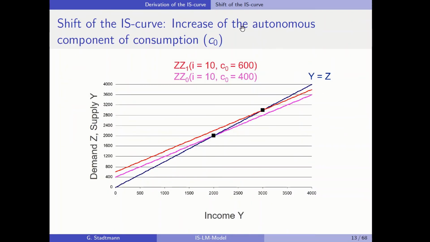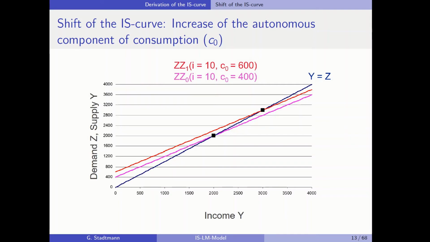In the next part, we talk about shifts of the IS curve. In case one variable changes, which is included in the equilibrium condition of the IS relationship but not displayed on the two axes, the IS curve will shift. Here we are looking at one example where the autonomous component of consumption increases from 400 to 600. The interest rate level is kept constant. The interest rate level is equal to 10%.